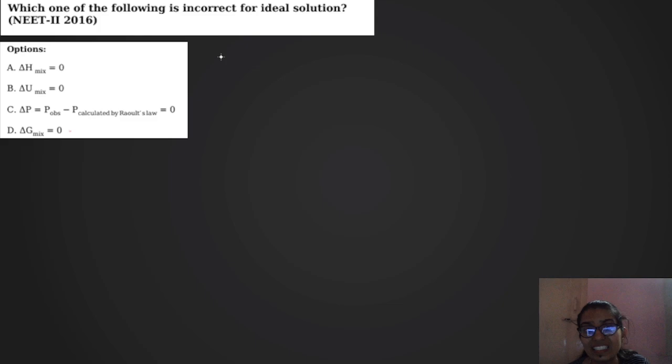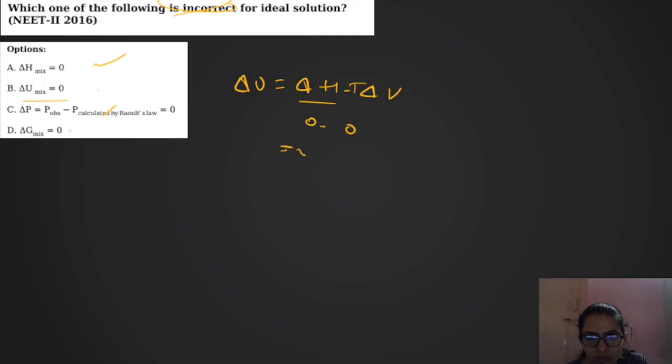Which one of the following is incorrect for ideal solution? Incorrect. They are asking incorrect, not correct. So this is correct. This we don't know. This is correct. Okay. So let us see what is delta U. Delta U is equal to delta H minus T delta V. So if this is 0, this is 0. 0 minus 0 is going to be 0. So this is also correct.